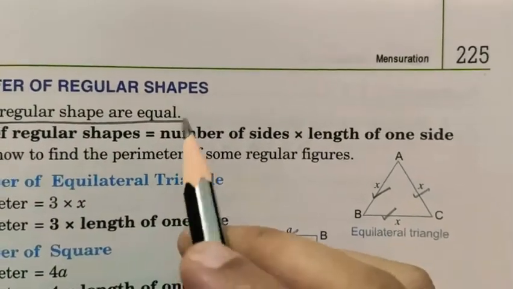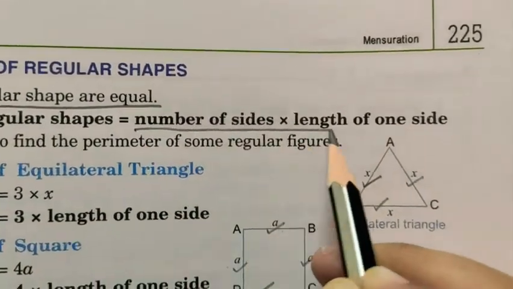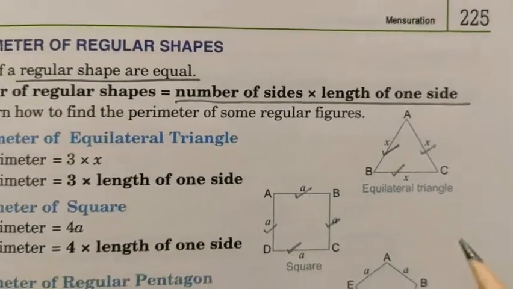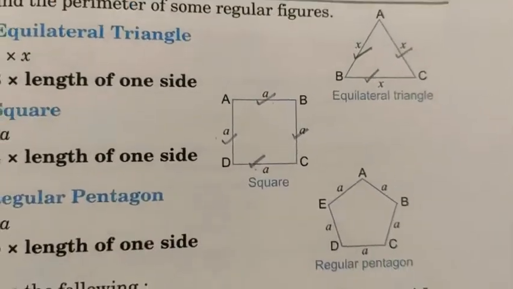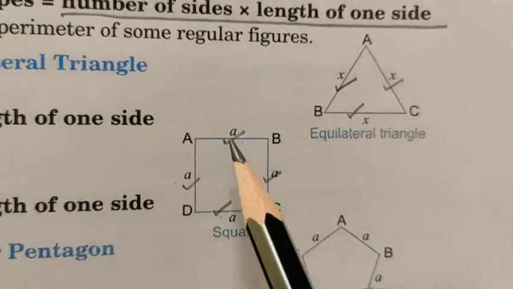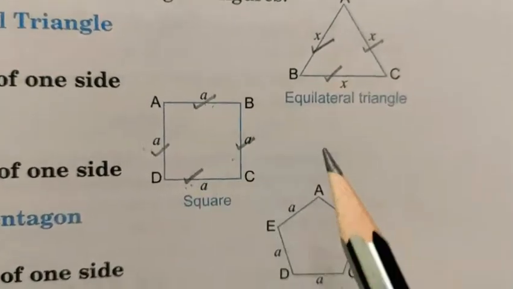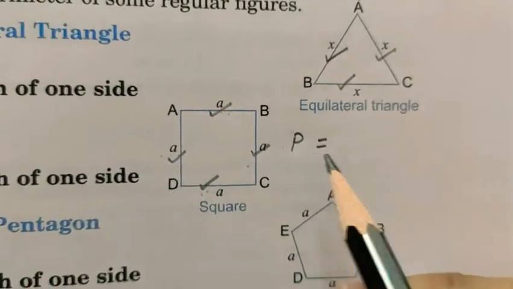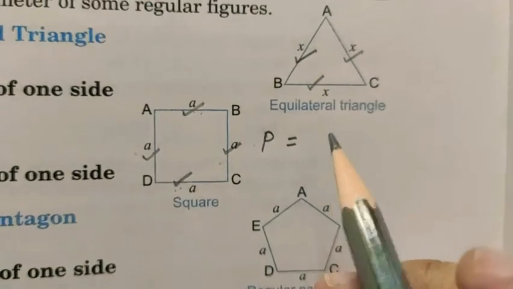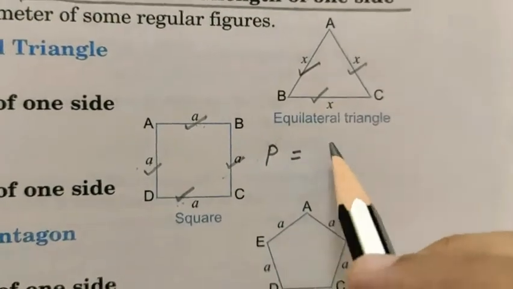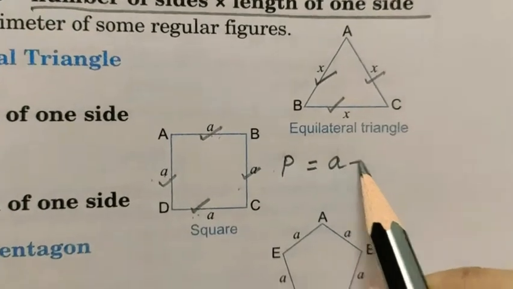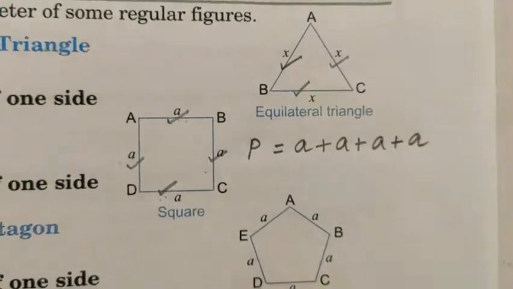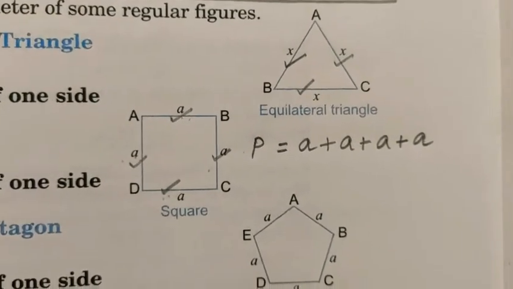So there is a very easy formula, that is number of sides into length of one side. There is a reason why this works. Let's take a square. A square has 4 sides, right? And what we have just learned is that perimeter means the sum of all sides. So here the square has 4 sides, so we can find the perimeter by adding the 4 sides, right? A plus A plus A plus A.